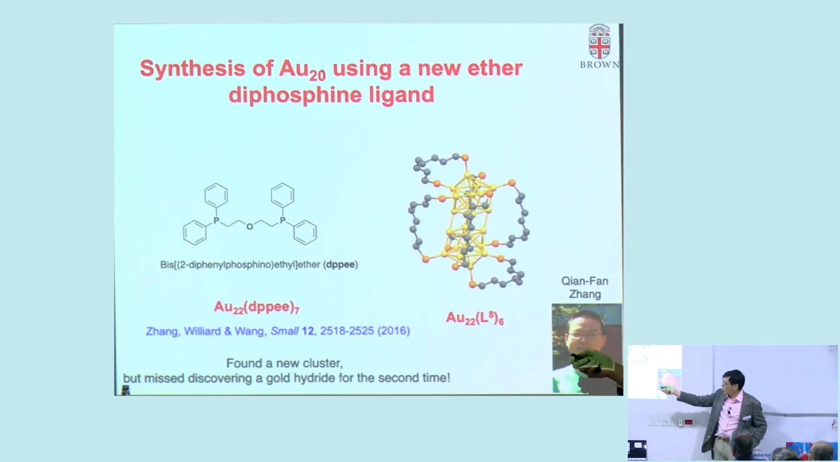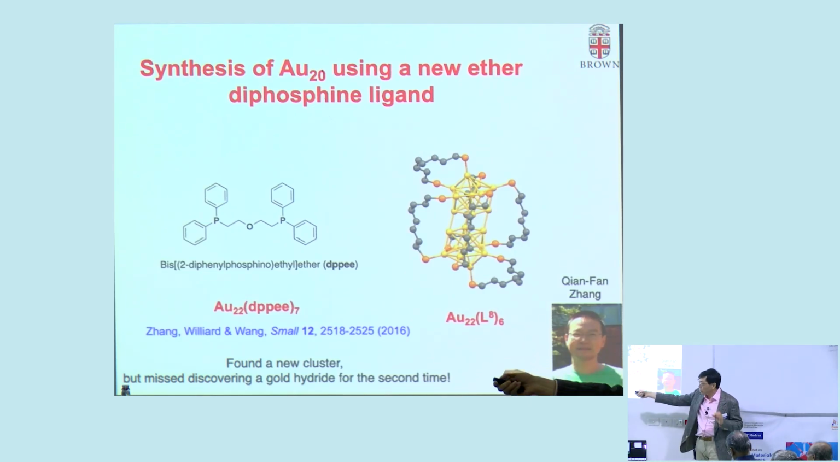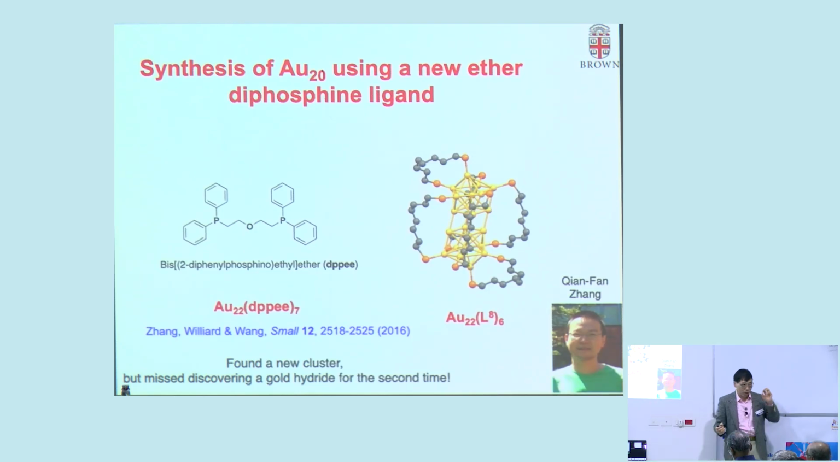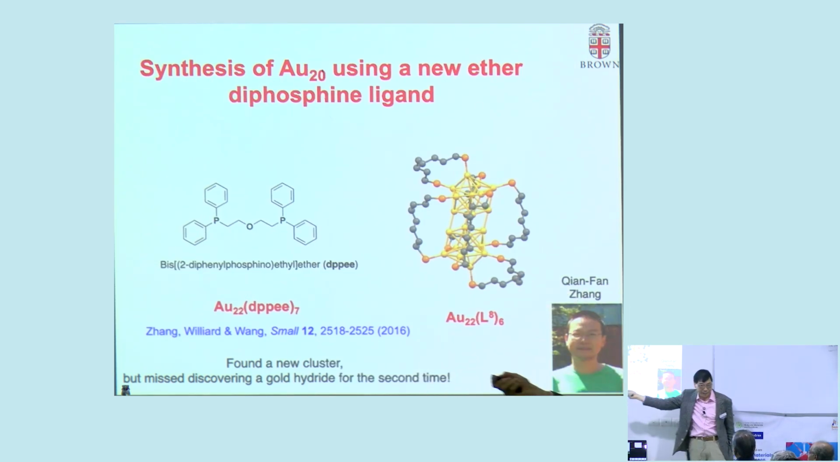At this time, he could not grow a crystal for this cluster. So we did the chemical physics measurement, and we were able to conclude in this cluster at least that there's one gold 11. We don't really know anymore. This paper was published in Small in 2016. To make a long story short, Chen Fan found a new cluster, but he missed the discovery of a gold hydride the second time. Because after Jiao discovered the hydride in the first cluster, he went back to this cluster again.